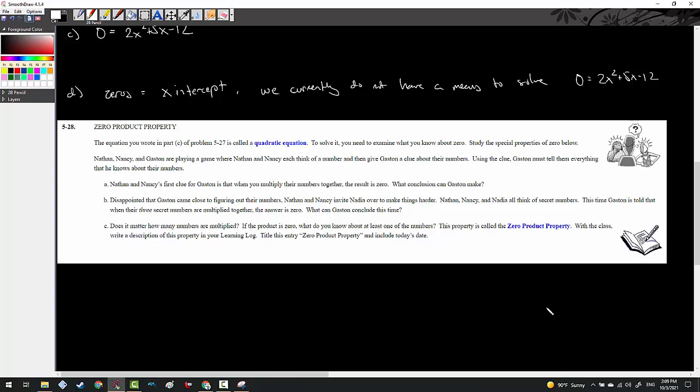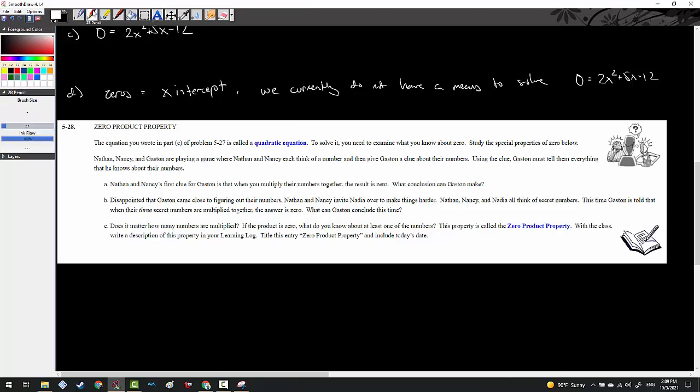So we're looking at Nathan, Nancy, and Gaston. And they're playing a game where Nathan and Nancy think of a number, and then they give Gaston a clue about their numbers. Using the clue, Gaston must tell them everything he knows about their numbers. In part A, Nathan and Nancy's first clue for Gaston is when you multiply the numbers together, the result is 0. Well, what result can Gaston make from that?